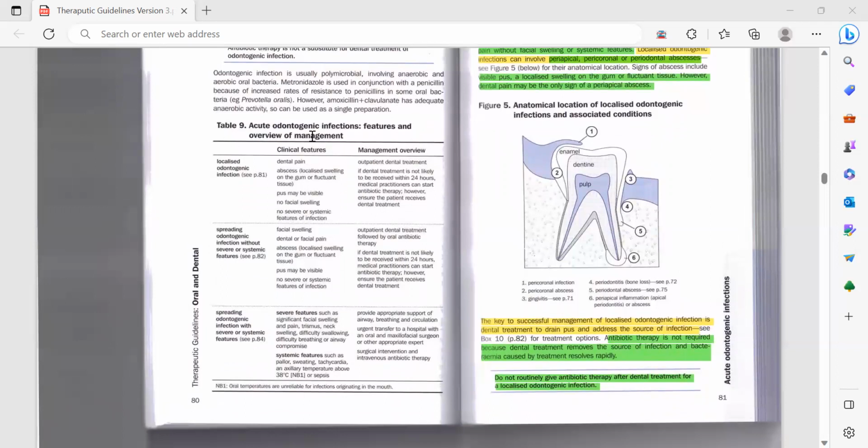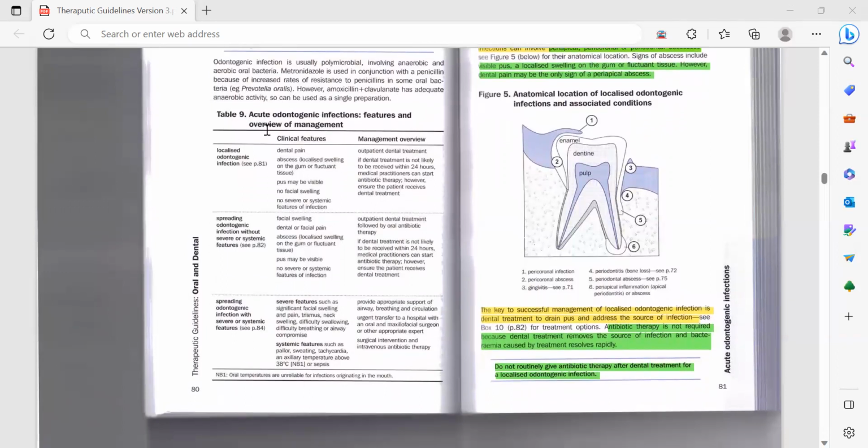Okay, so this is a very important table that you need to learn and to understand what is the stage of infection in your patient. So the localized odontogenic infection, it means there is pain, which is tooth related dental pain, and there is abscess, which means localized swelling on the gum or fluctuant tissue. Okay, and pus may be visible.